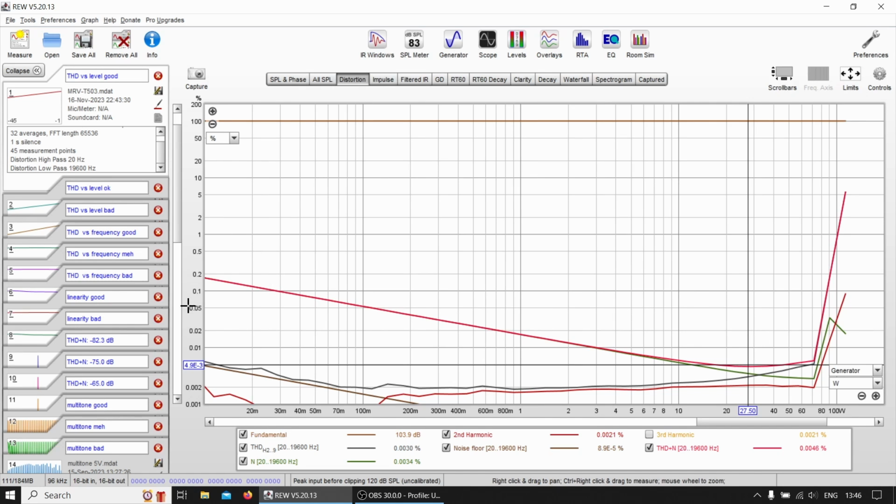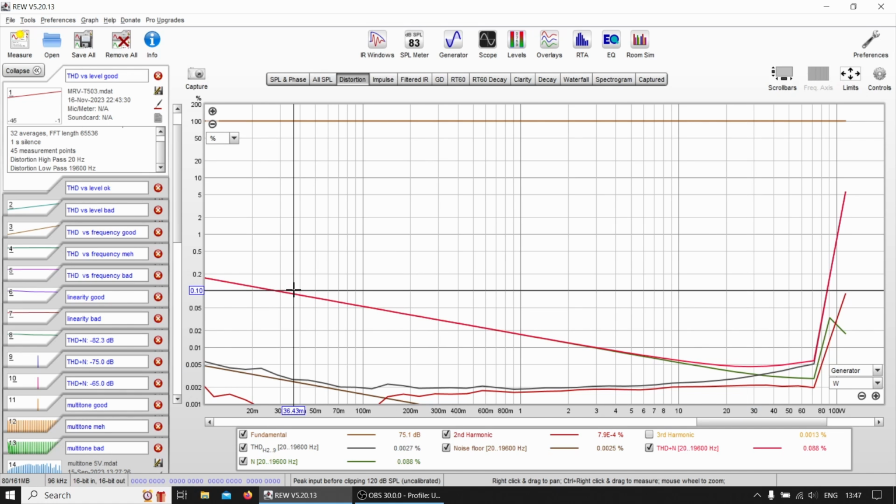Now, what is amazing, what is good, and what is bad? Again, this is very relative, and this is my opinion only, so feel free to disregard it. Feel free to comment however you want. But to me, a good amplifier is something that has a THD below 0.1%. It's good. It's kind of okay. It's not really a problem.